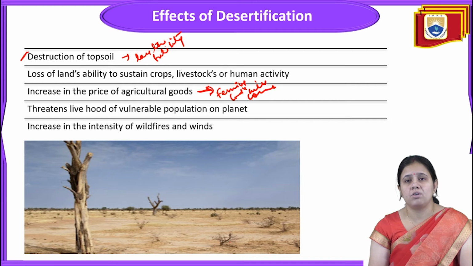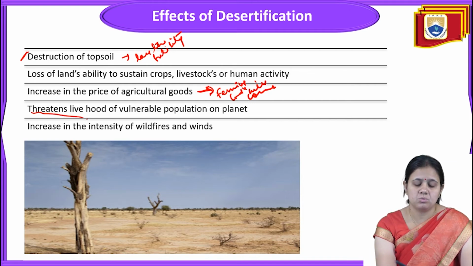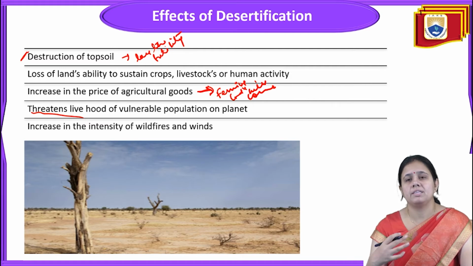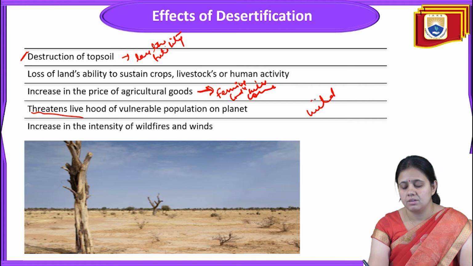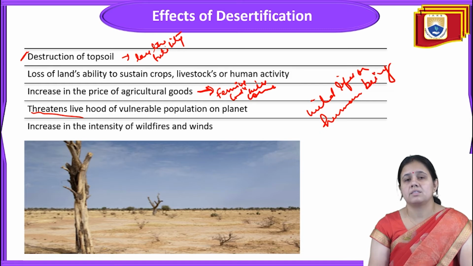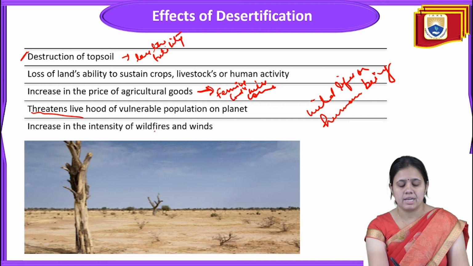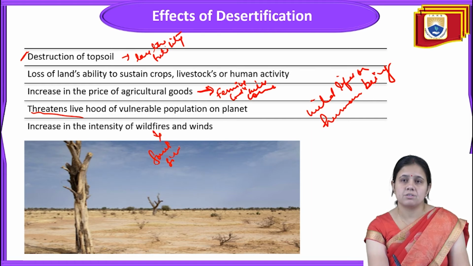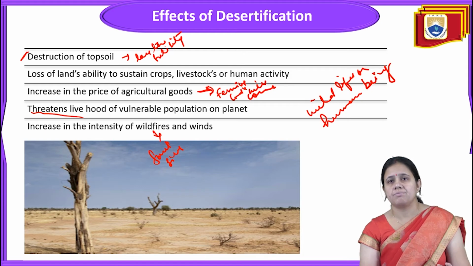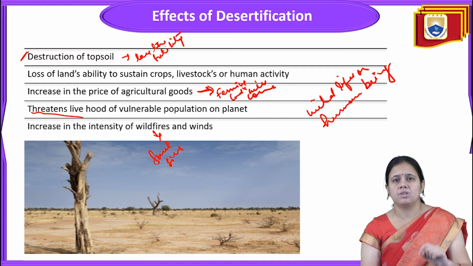Next is the threatened livelihood of vulnerable populations on the planet. It will threaten the livelihood of wildlife or human beings. Next is the increase in the intensity of wildfire and winds. Obviously, the intensity of wildfire, meaning forest fire, and wind will increase. So these are the effects of desertification: destruction of topsoil, loss of land's ability to sustain crops, increase in the price of agriculture goods, threat to the livelihood of vulnerable populations, and increased intensity of forest fire and wind.